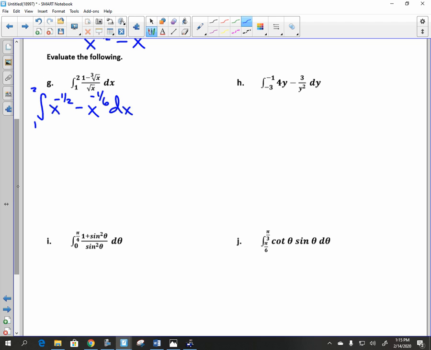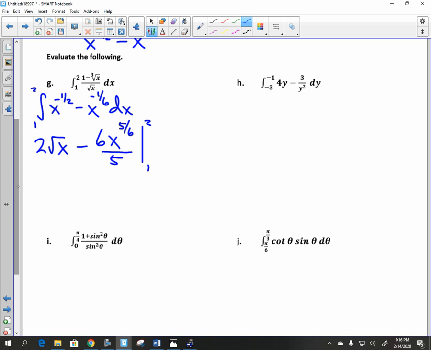Antiderivative of x to the negative 1/2. I increase the exponent by 1, and I divide by the new exponent. So it's x to the 1/2 divided by 1/2, which is the same as multiplying by 2. So I have 2 roots of x minus, what do I get if I take negative 1/6 and increase that by 1? 5/6. So x to the 5/6 divided by 5/6, or multiplied by 6/5. And I'm going to evaluate that here and here.